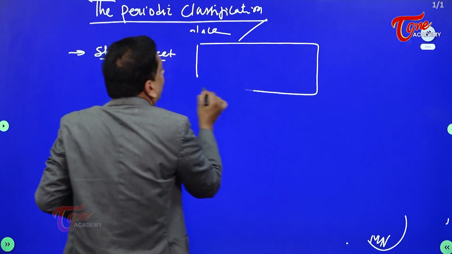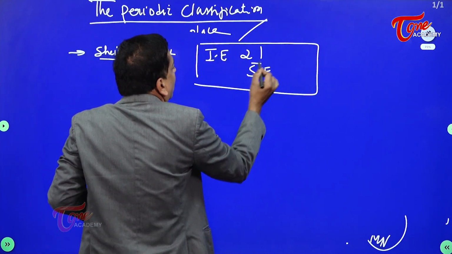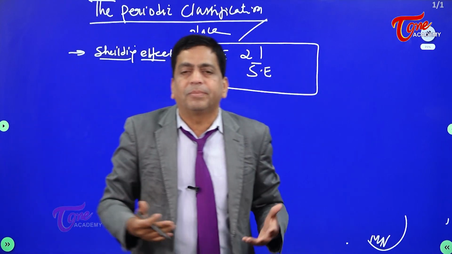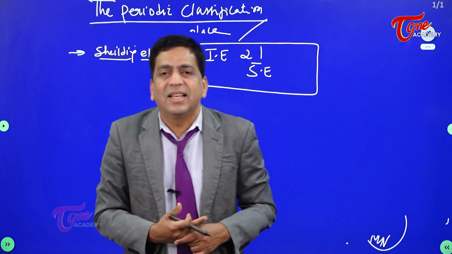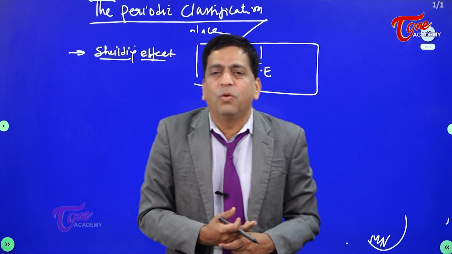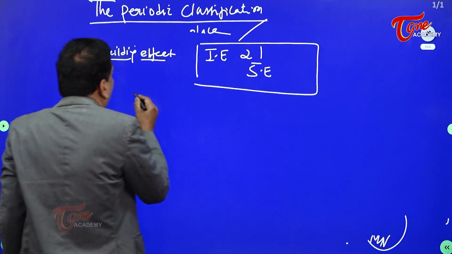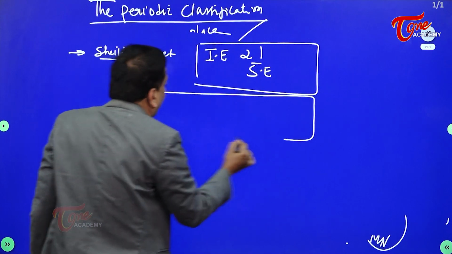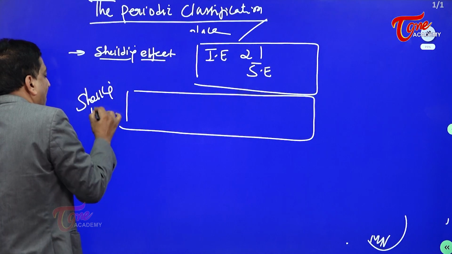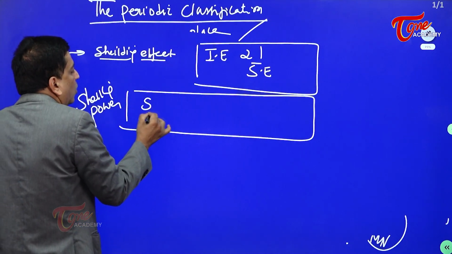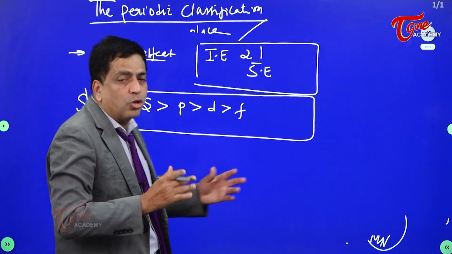So remember, ionization energy is inversely proportional to the shielding effect. That means the more the shielding, the more the number of shells, the lesser the ionization energy. At the same time, if you look into the shielding power, S is a better shielder compared to P, compared to D, compared to F. S is a better shielder.